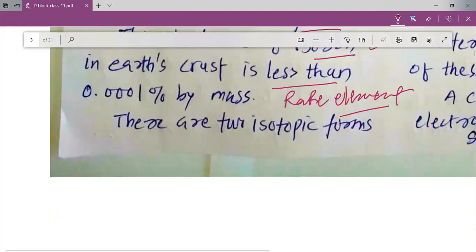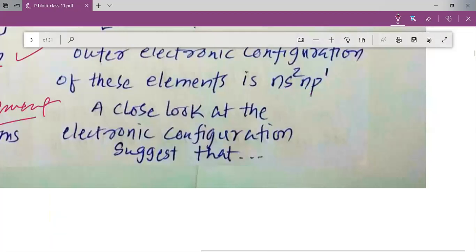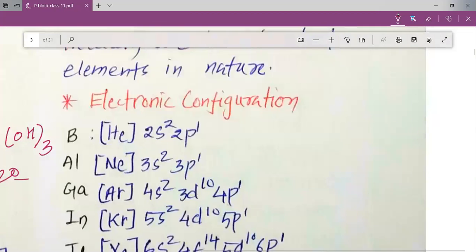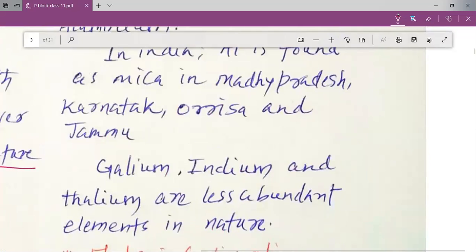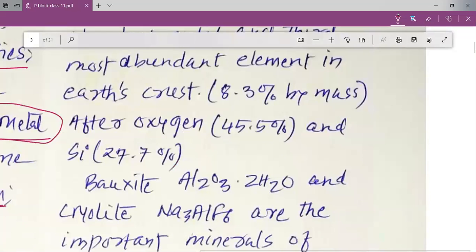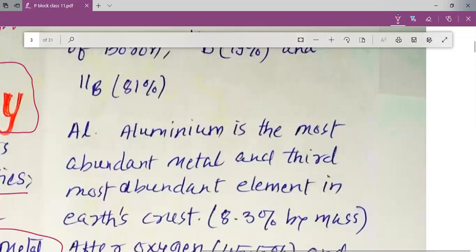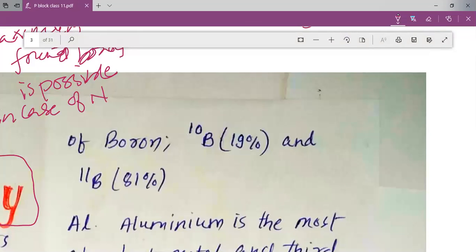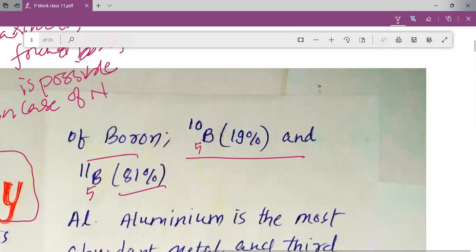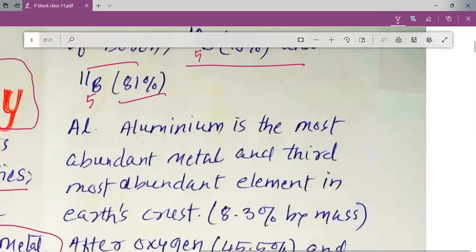There are two isotopic forms of boron, my dear students. Boron exists as two isotopes. We are well aware that the atomic number is the same, but the atomic mass number is different. So there are two isotopic forms of boron. One is 5B10, which is found to about 20%, and the next one is, my dear students, 5B11, which is existing almost up to 80%.